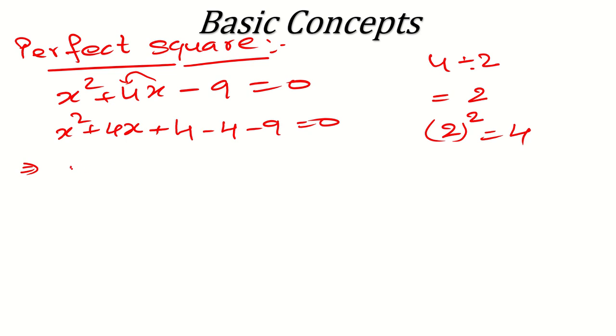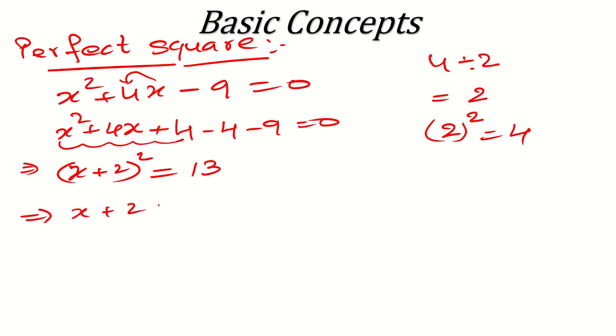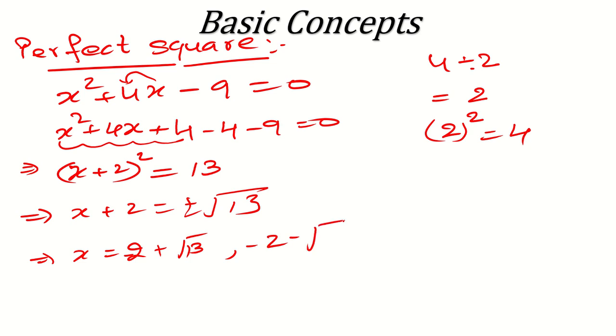Now the first three terms are in the form of a formula, a square plus 2ab plus b square. So it will be (x plus 2) whole square. Minus 4 minus 9 will be minus 13. Minus 13 will go to the other side and become plus 13. So x plus 2 is equal to plus minus square root of 13. So x is equal to minus 2 plus square root of 13 and minus 2 minus square root of 13. This is the answer.